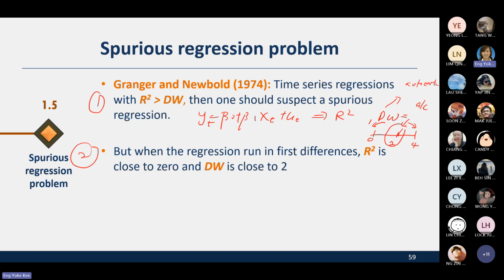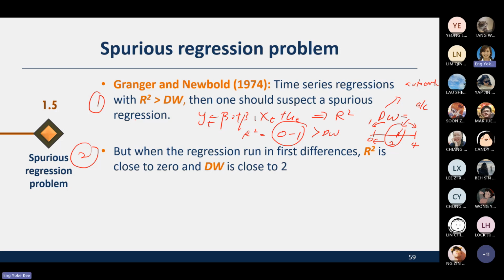Okay, so now you compare with R-square, and you know R-square must range between 0 and 1, cannot be more than that. So if your R-square is greater than your Durbin-Watson, you start to suspect that the regression basically suffers from spurious regression problem, because a Durbin-Watson lesser than 1 indicates that there is an autocorrelation problem.